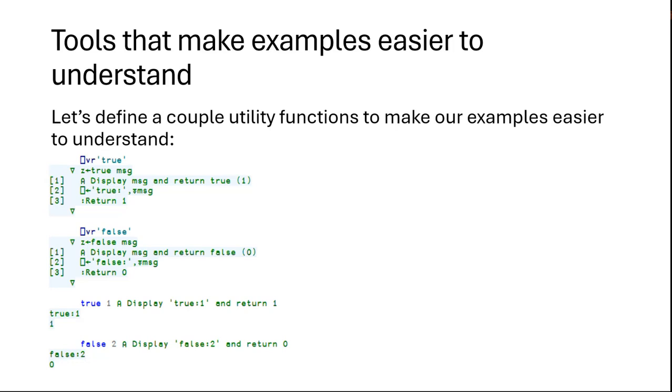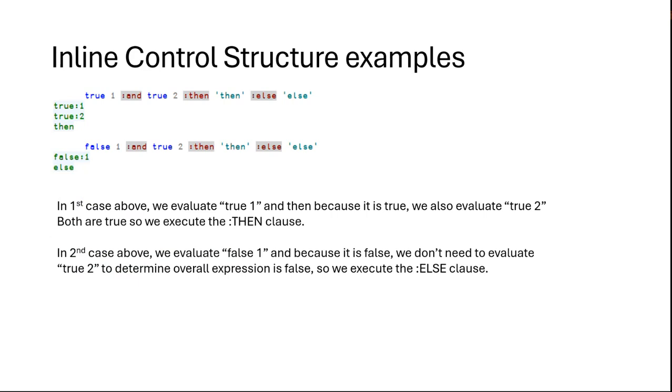So we're going to use true with its argument and false with its argument as part of control structure expressions, so that you can see the sequence of execution that occurs as a function of different argument values. So let's take a look at this.